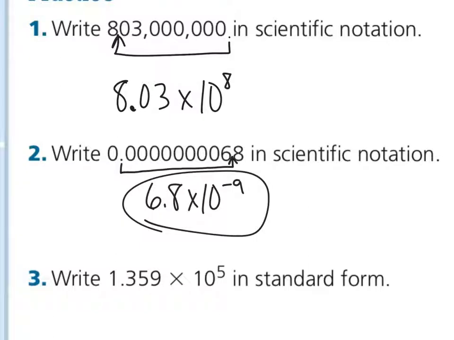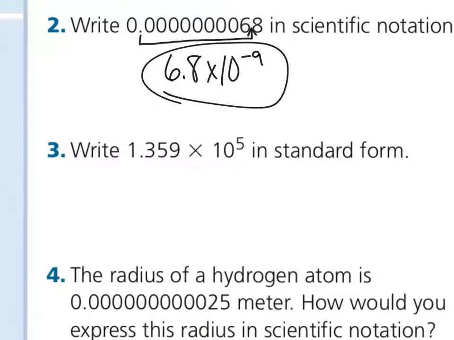It's a small number, though. It's going to be negative. Number 3, in standard form, we're just going to move our decimal 5 spots to the right. Add some zeros if we need to. So that would be 135,900.